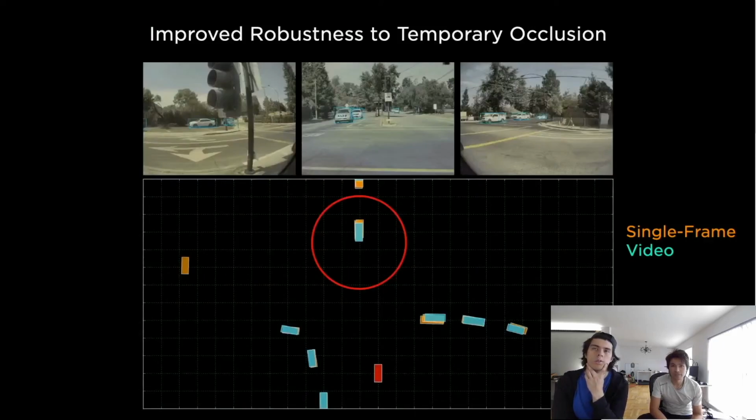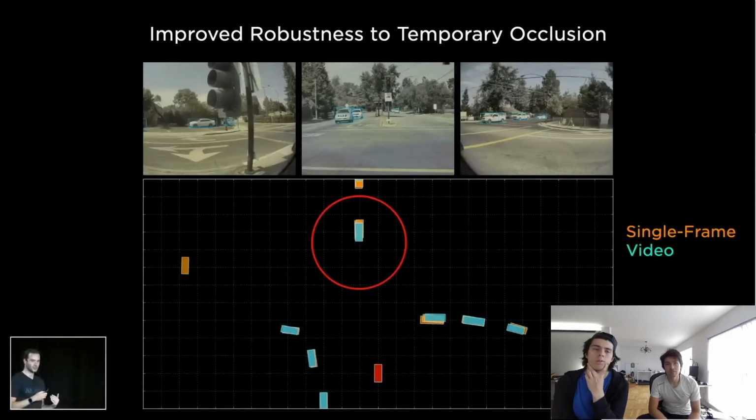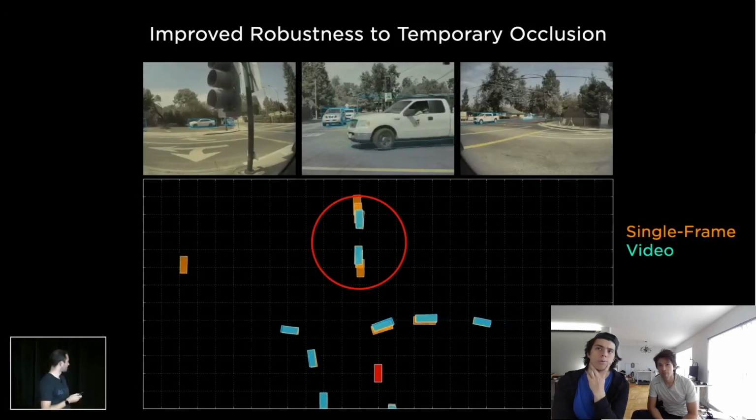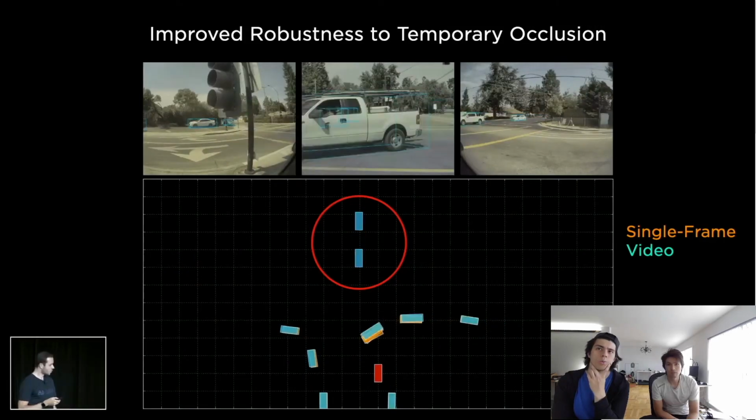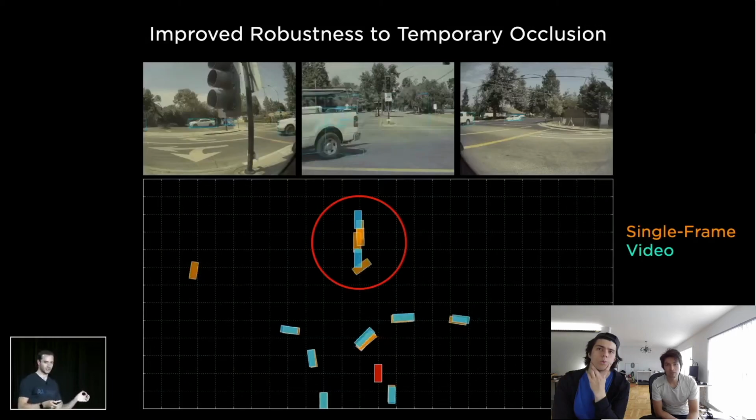The video networks also improved our object detection quite a bit. When they are occluded, the single frame networks drop the detection, but the video module remembers it, and we can persist the cars. And then when they are only partially occluded, the single frame network is forced to make its best guess about what it's seeing, and it's forced to make a prediction, and it makes a really terrible prediction.